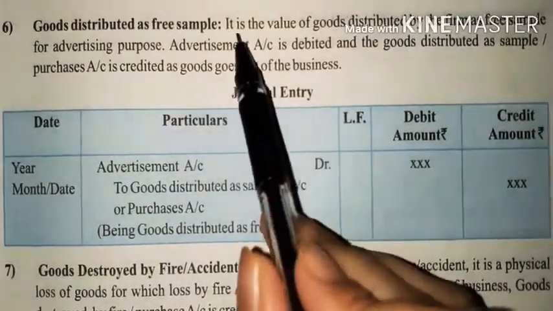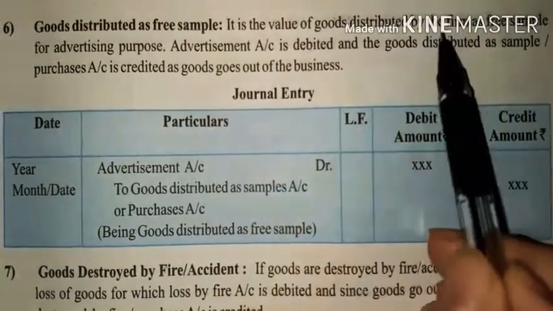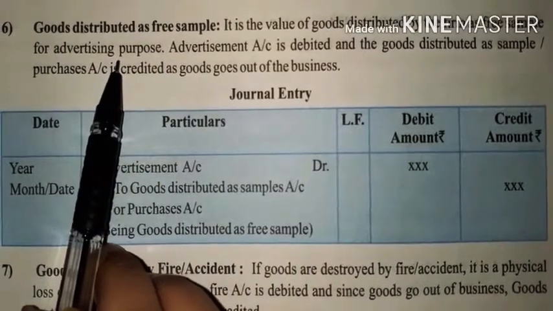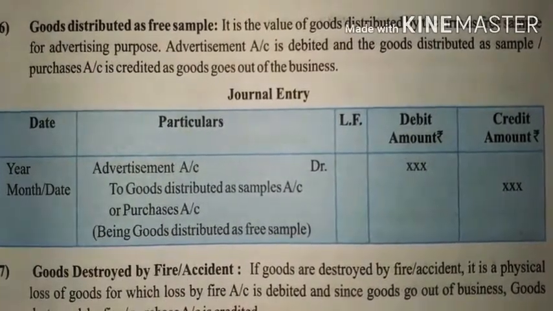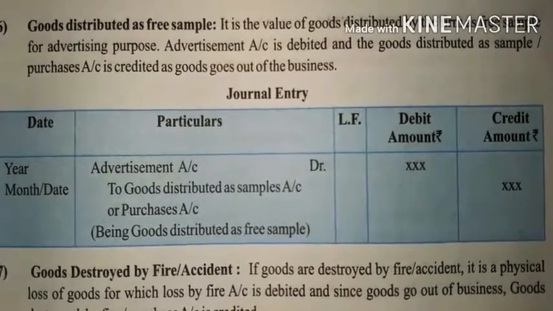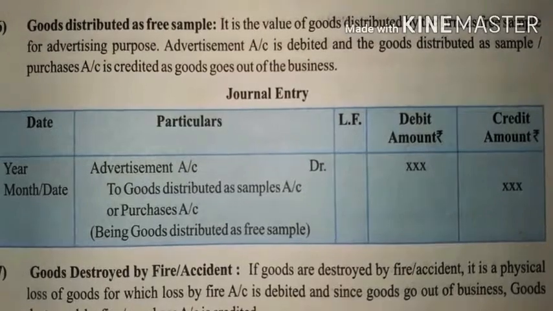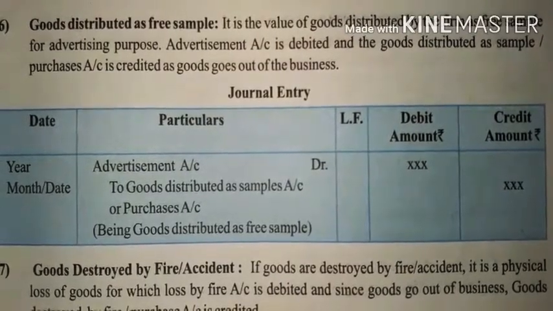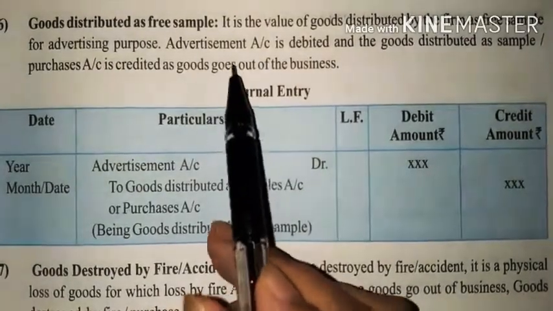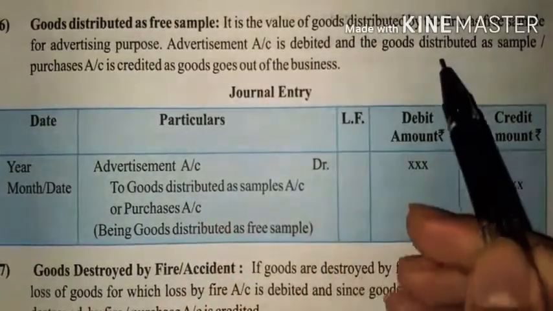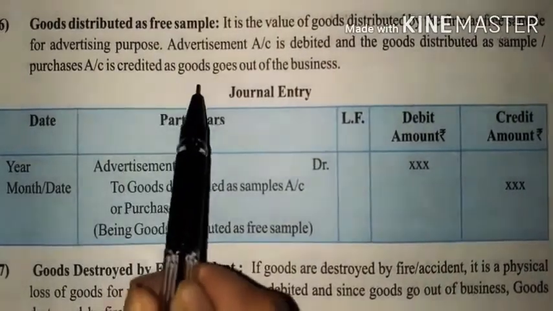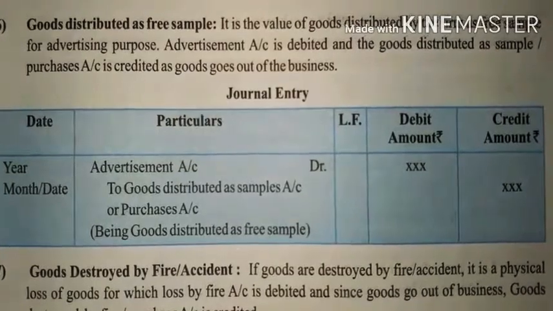Let's see the description. It is the value of goods distributed by the firm as free sample for advertising purpose. As I already told you, if any new product is launched in the market, for the marketing of that new product, the seller gives you a free sample. So that is called goods distributed as free sample. Now here they have given that advertisement account is debited and goods distributed as sample or purchases account is credited as goods go out of the business.